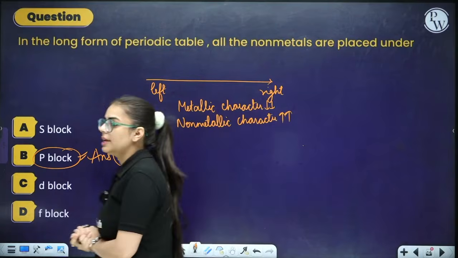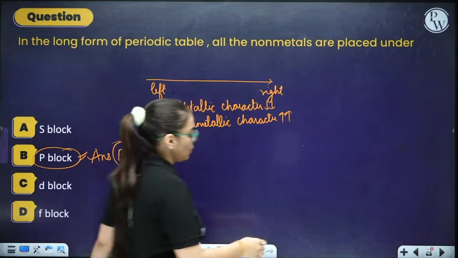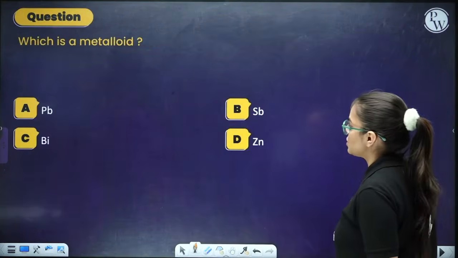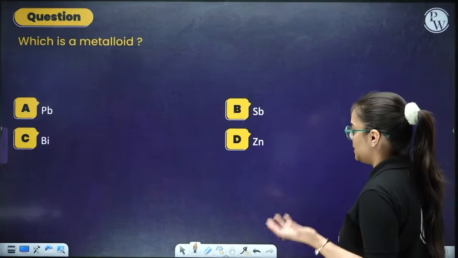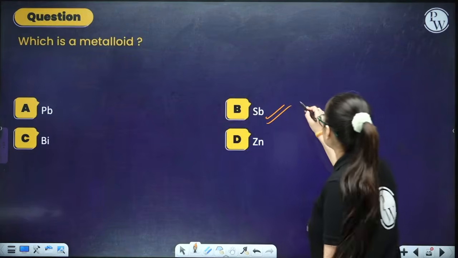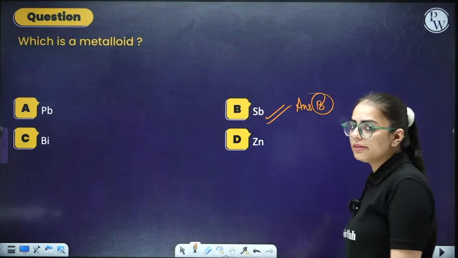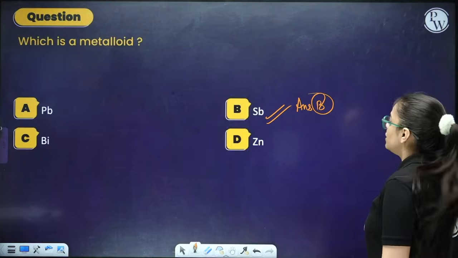Everybody write it down so that I can start with my next question now. Done, students? Okay, here comes your next question, which is a metalloid? PB, SB, Bi, and Zn. So students, quite easy. Option number B is the right answer. What is the metalloid? Which holds the properties of metals as well as non-metals. Clear? Simple question. Moving on to the next one.